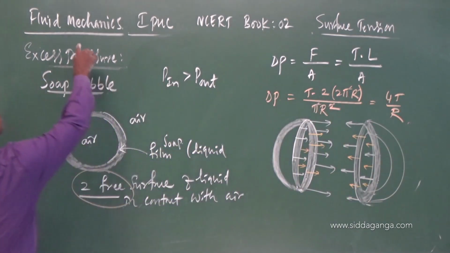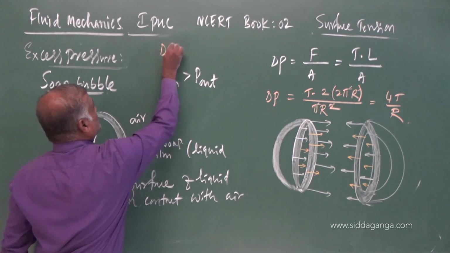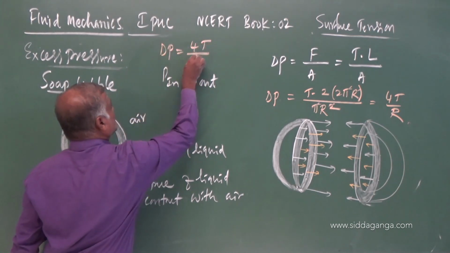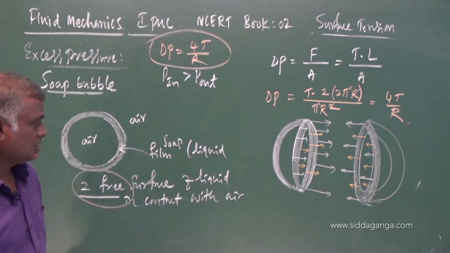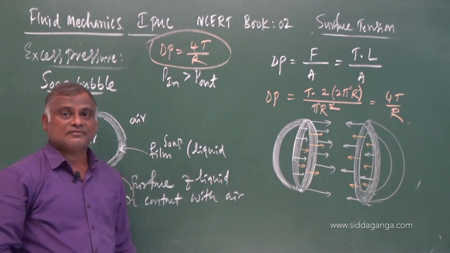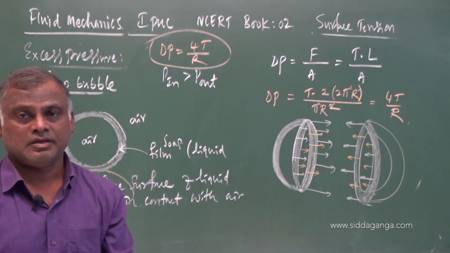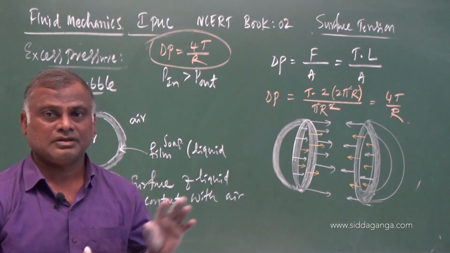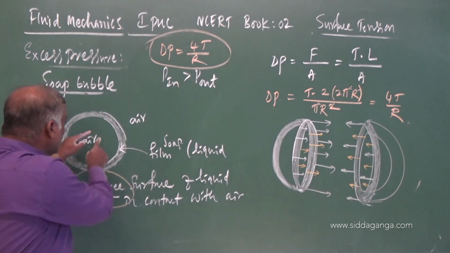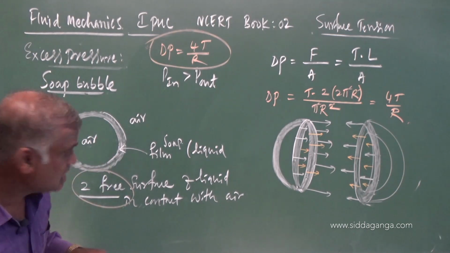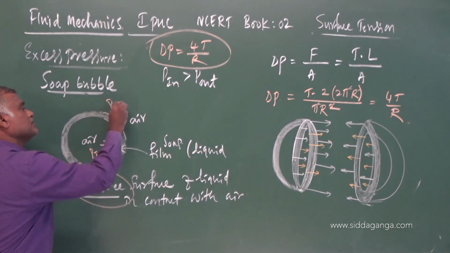Therefore the excess pressure in case of a soap bubble, P in is greater than P out, that delta P is equal to 4T by R. You must memorize that formula, where T is surface tension, capital R is radius of the bubble. Students, you must have this in your mind, that pressure is always more inside. Here P in is always greater compared to P out.